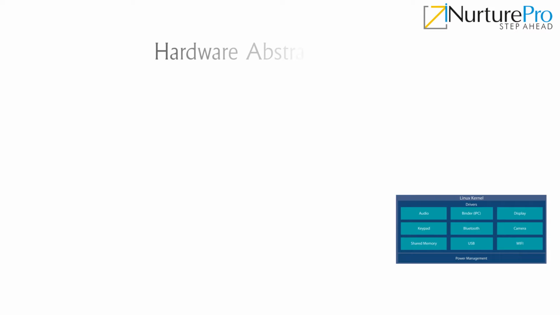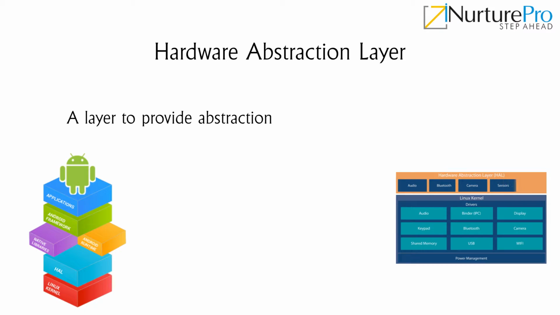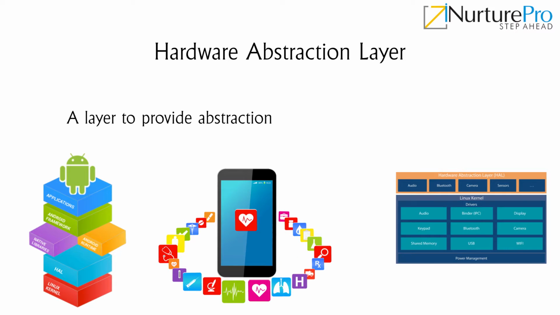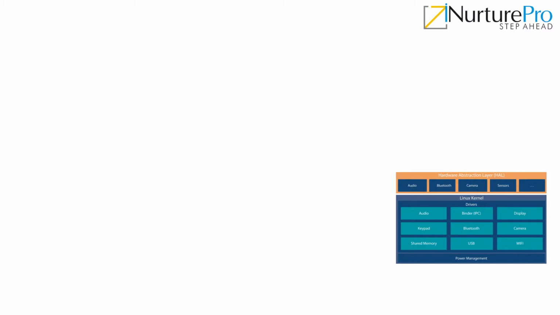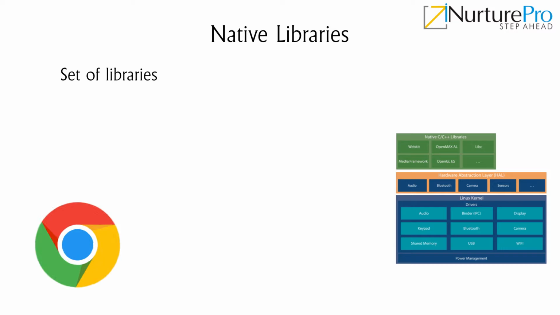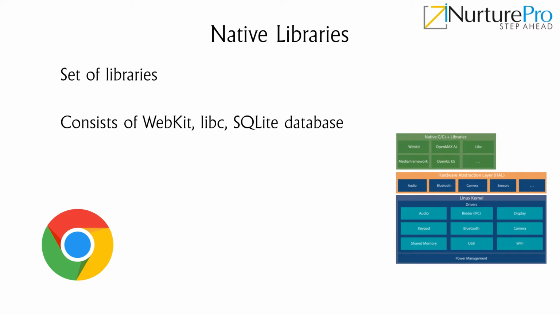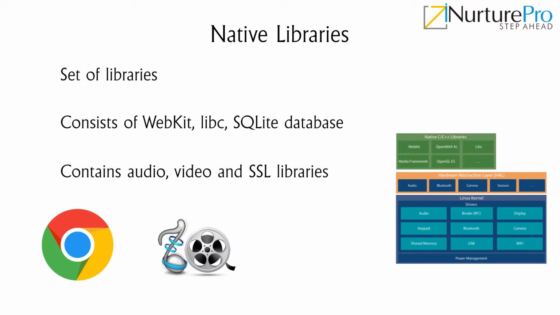On top of the Linux kernel layer, there lies a hardware abstraction layer, HAL, between the Android framework and hardware-specific software and drivers. Above the HAL are the set of libraries and open-source web browser engine WebKit. This layer includes well-known library libc, SQLite database that contains application data, audio, video, and SSL libraries for internet security.